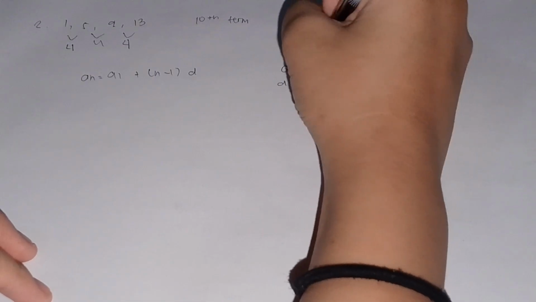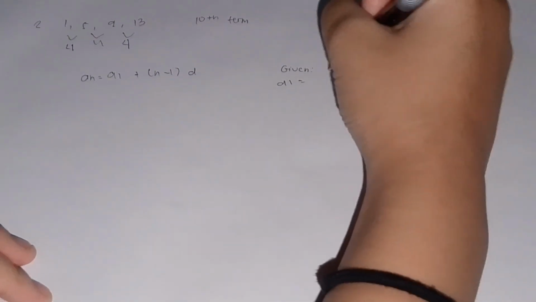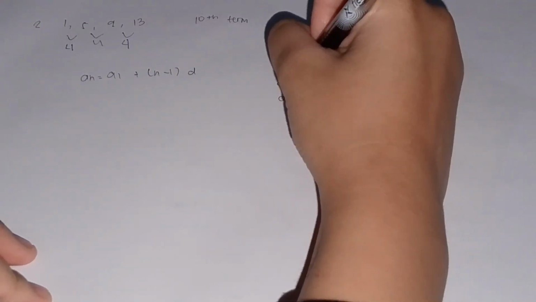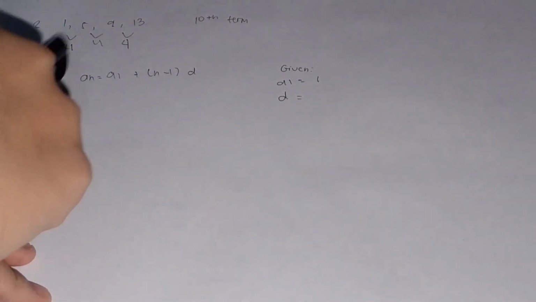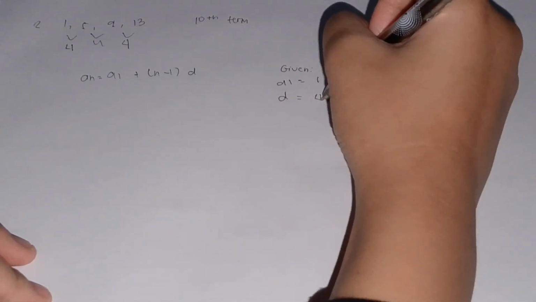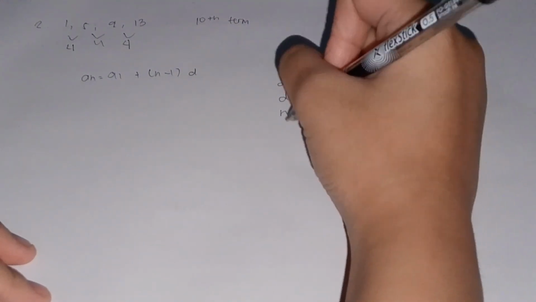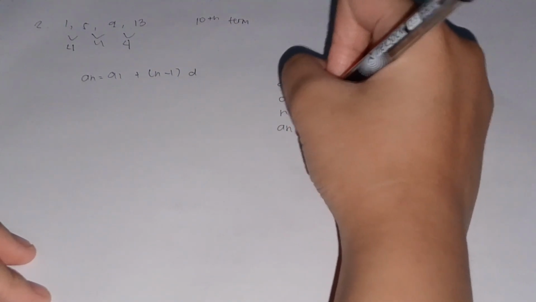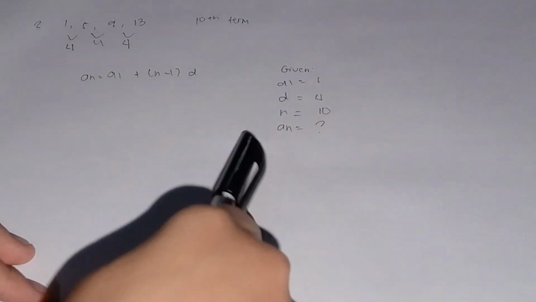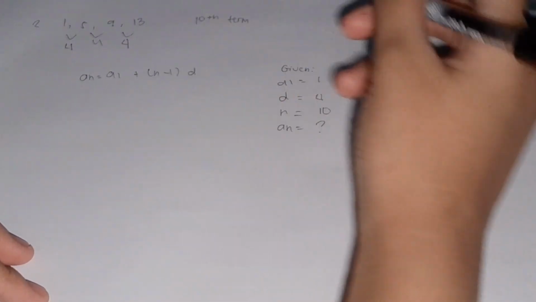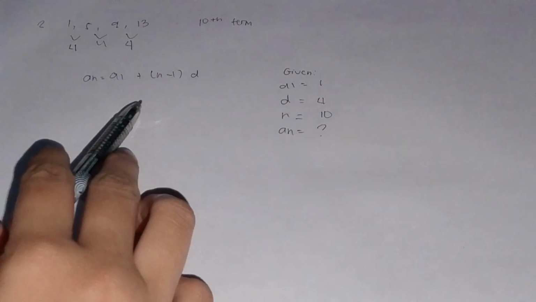For a1, the first term, it is 1. Our common difference, d, is 4. Our number of terms, n, is 10. And our an is the question mark, because we need to solve for an. So again, an equals a1 plus n minus 1 and then d.